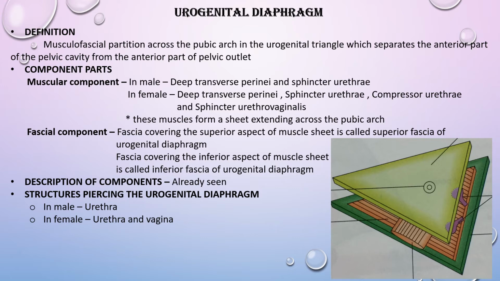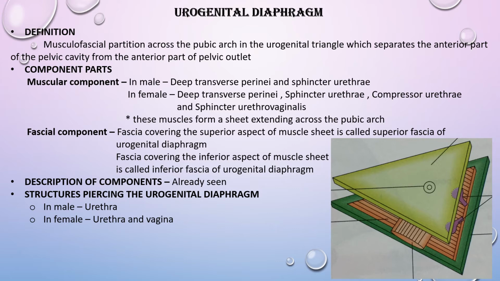If we take up the fascial component, the fascia covering the superior aspect of the muscle sheath is called the superior fascia of the urogenital diaphragm. The fascia which covers the inferior aspect of the muscle sheath is called the inferior fascia of the urogenital diaphragm. That is nothing but the perineal membrane.